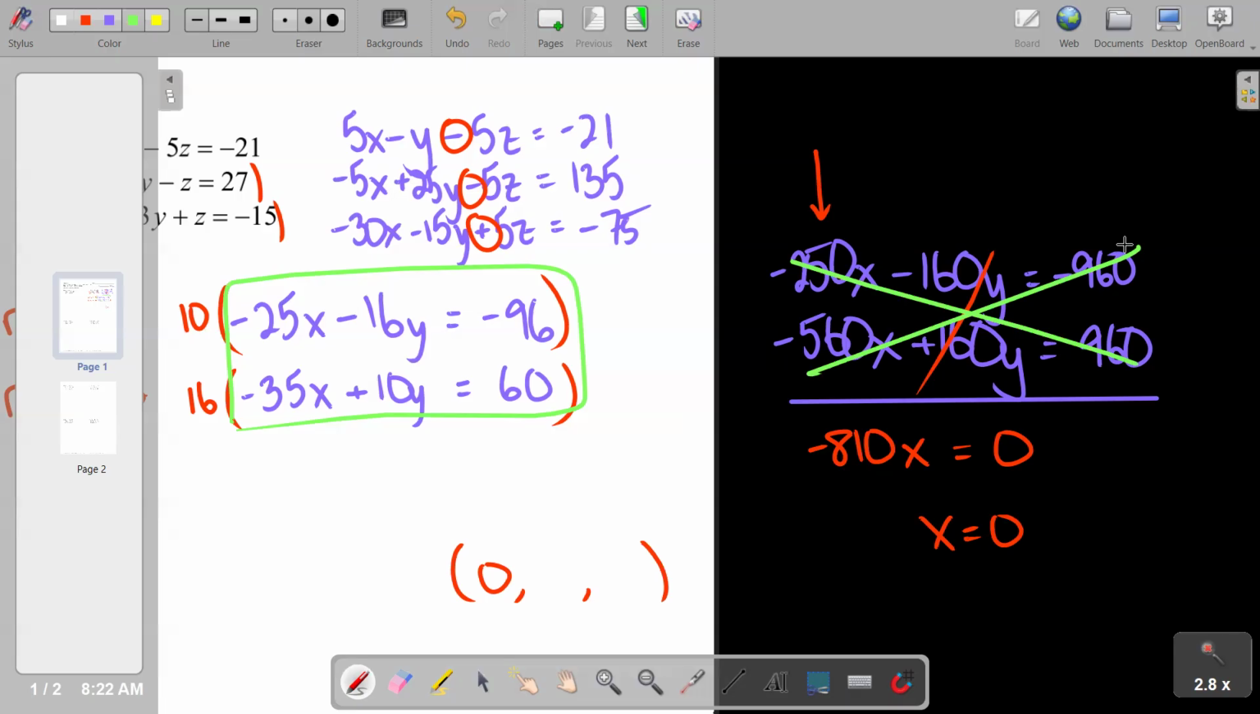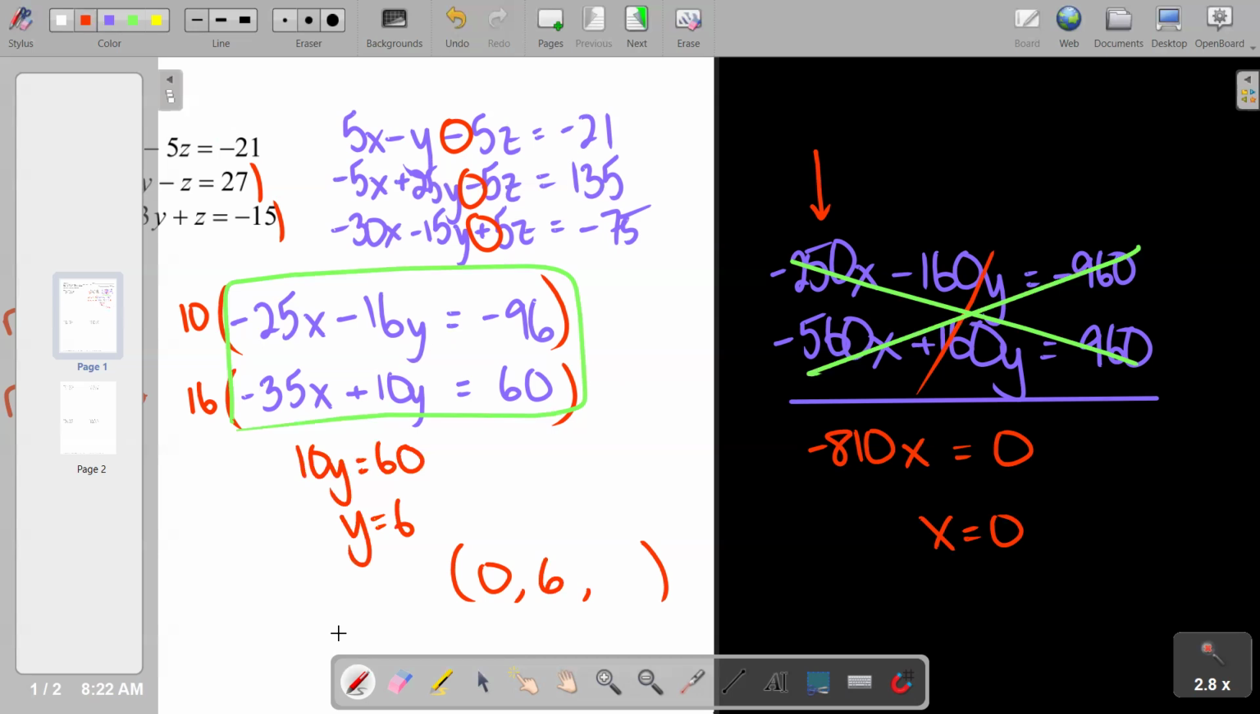Negative 35 x 10. Okay, so that's going to be negative 35x, actually now times 0, which is just going to go away. So you're really just left with 10y equals 60. And then when you divide by 10, you get your second piece of the puzzle, 6.